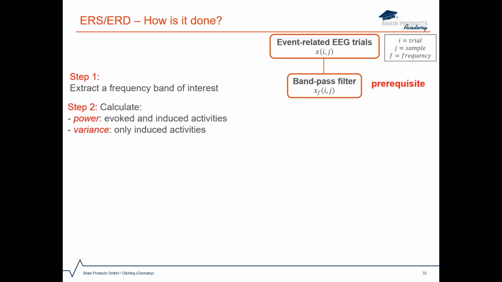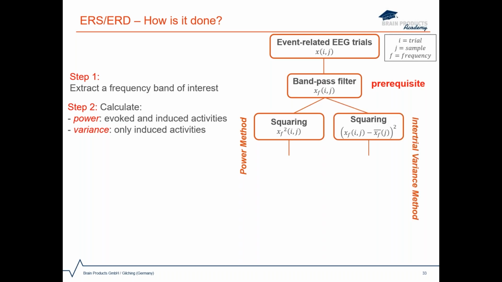Then, the power of the signal is computed. There are 2 methods for the power calculation. The first is the original one, which is called power method, and does nothing but squaring. This leads to preserved evoked and induced activities. We could not disentangle for one frequency band if an effect is caused by one or the other activity.